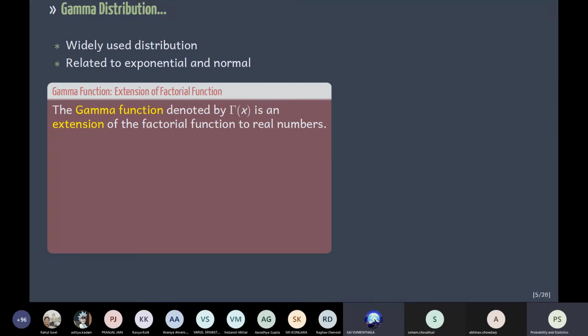Gamma function is a. Can you turn off the microphone? So I request you to turn off the microphone. Yeah.